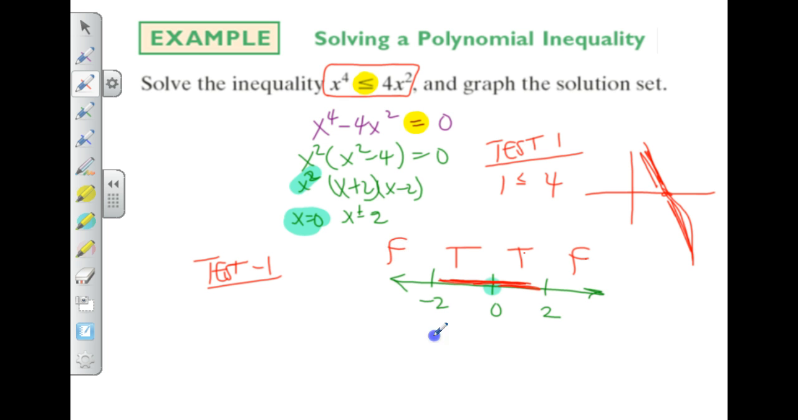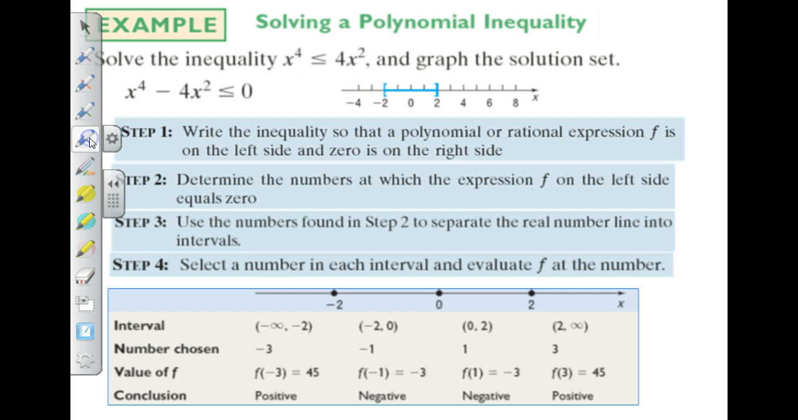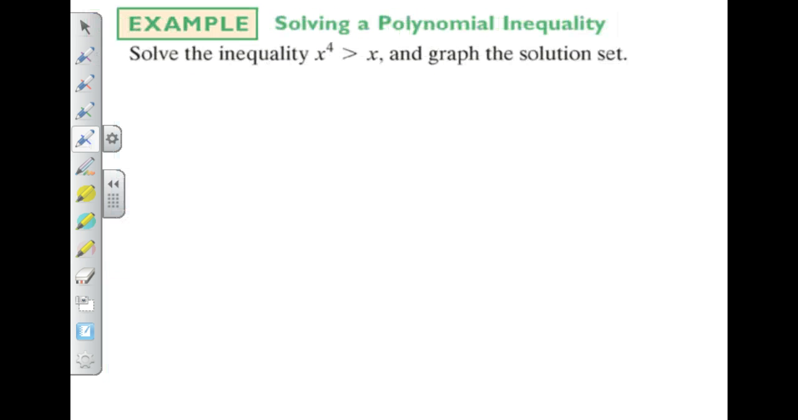So I would say my final solution is between negative 2 and 2, and since they use an equal sign, I can include those values. The book's going to ask you to graph a number line, but I will ask on the test just to give the interval notation. Let's try it again.